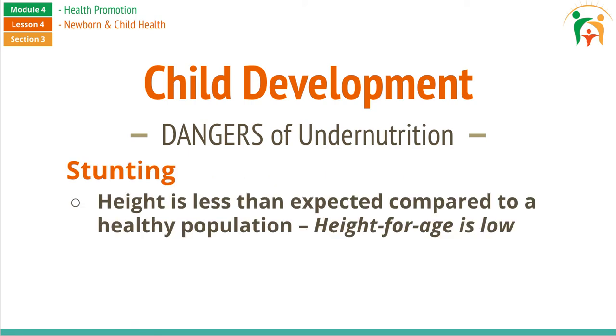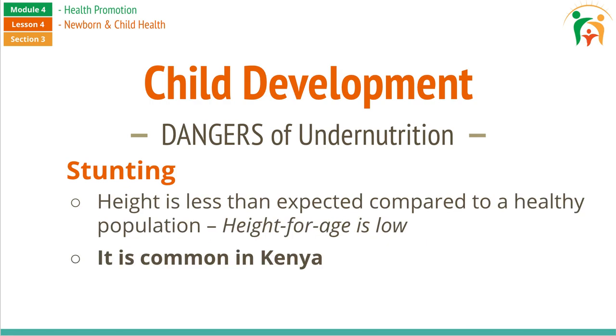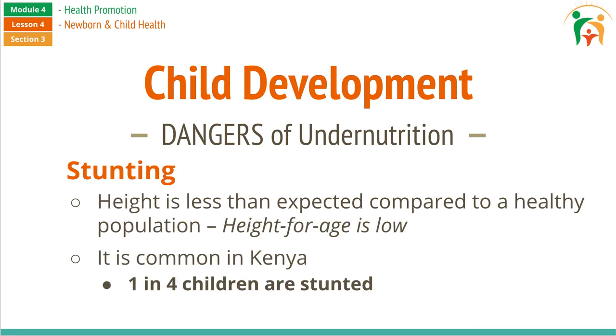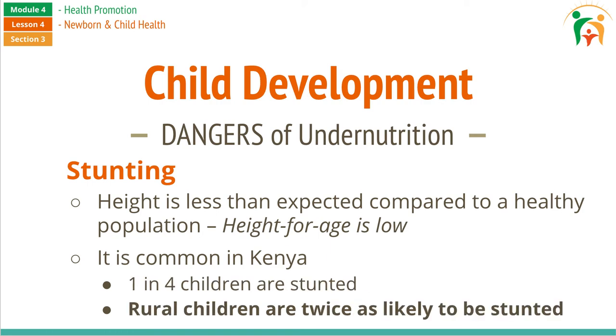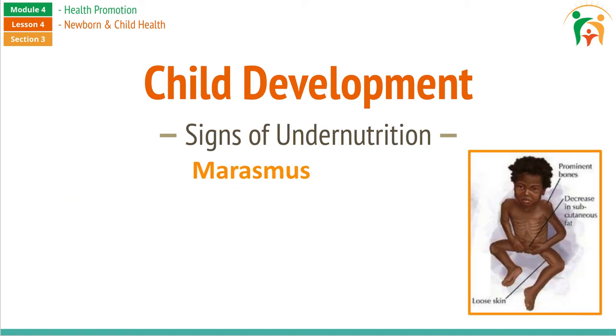Stunting. This is when the height is less than expected compared to a healthy population. Height for age is low. It is common in Kenya. 1 in 4 children are stunted. Rural children are twice as likely to be stunted.